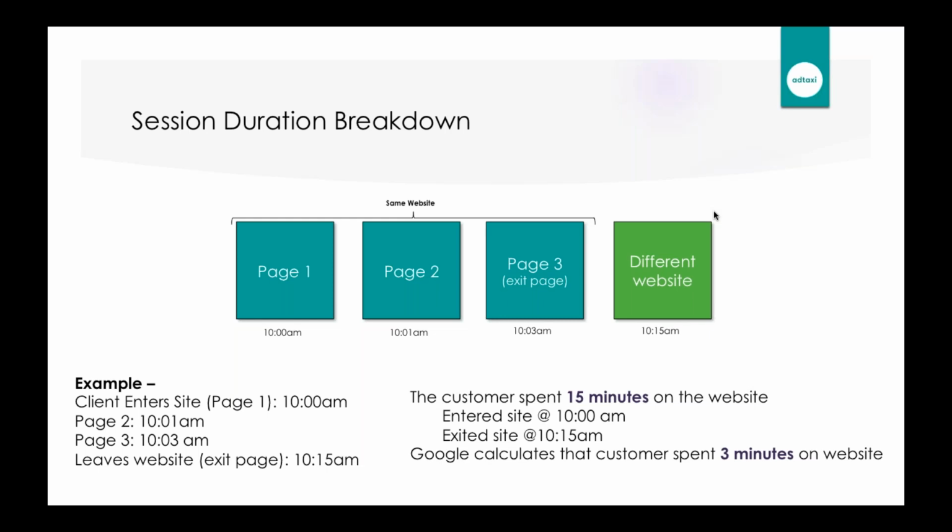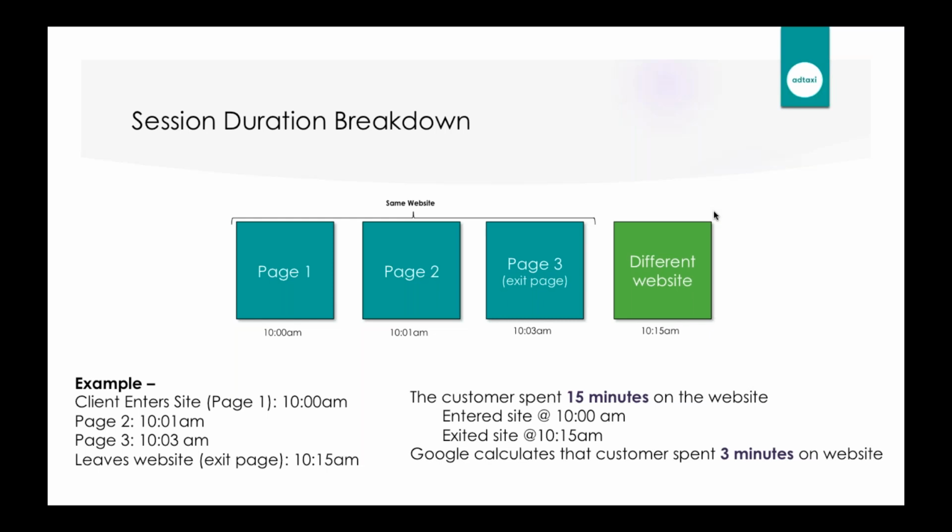For example, if a user comes onto your website, your homepage at 10 a.m., that's the entry time. Then they go to a product page at 10:01, and then a third product page at 10:03. And let's say they're looking at all of the reviews, getting information about the care of a product or maybe the value of a service that you're offering, and they stay until 10:15 and then they leave. You and I would consider that 15 minutes. They were on your website from 10 a.m. until 10:15.